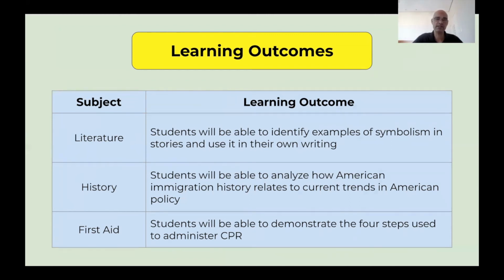An example of a history learning outcome: students will be able to analyze how American immigration history relates to current trends in American policy. Again, immigration history, American policy. Those are the elements that ground my learning outcome.